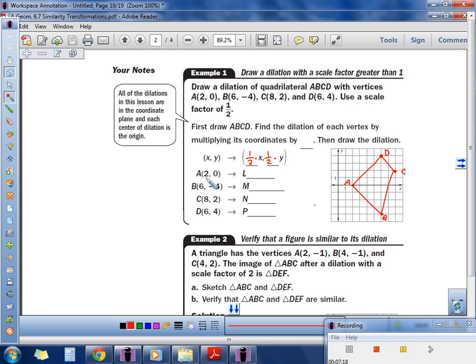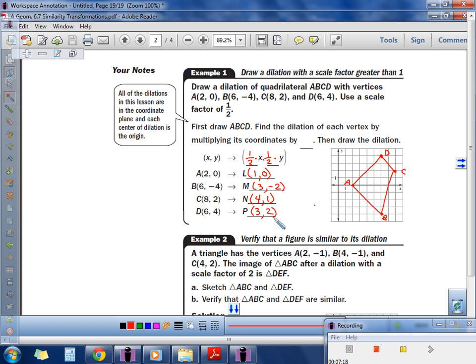What's 1/2 of 2? Just 1. 1/2 of 0 is still 0. 1/2 of 6 is 3. 1/2 of -4 is -2. 1/2 of 8 is 4. 1/2 of 2 is 1. 1/2 of 6. 1/2 of 4.